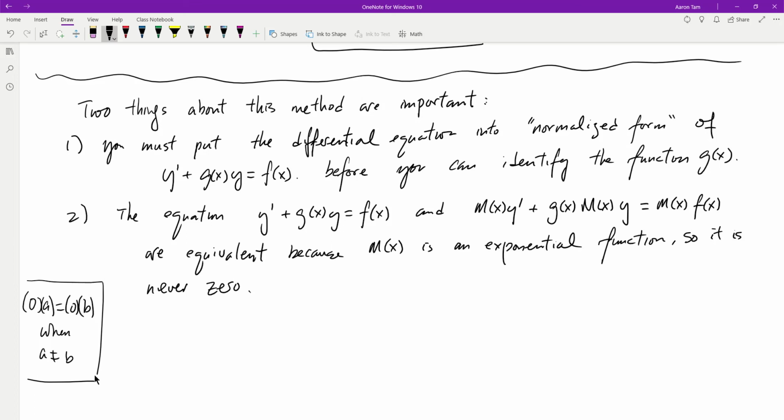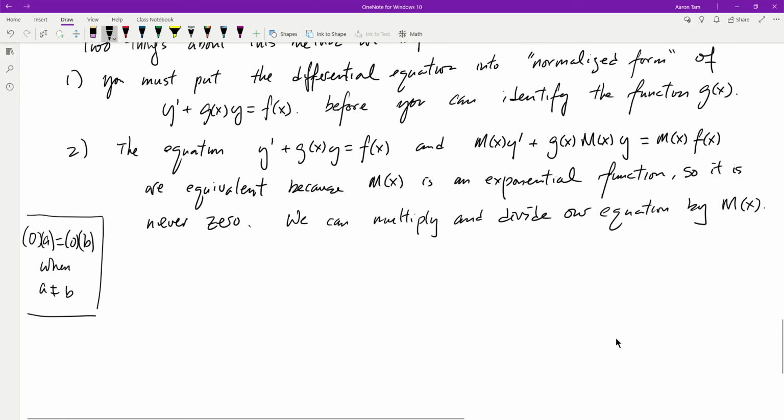So the problem is that this would not happen in our case, because our m of x is an exponential function, so it can never equal 0. So we can safely multiply and divide our equation by m of x, which is perfectly okay because it never equals 0, so therefore we would not be dividing by 0. So those two things are very important for you to think about and make sure you understand, because you want to make sure that your math is not going to get invalidated because of some unexpected things that you might have done.